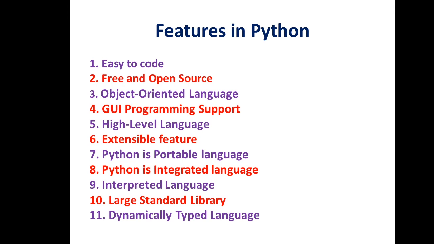So those are the 12 features in Python. We will discuss the other things in the next class.